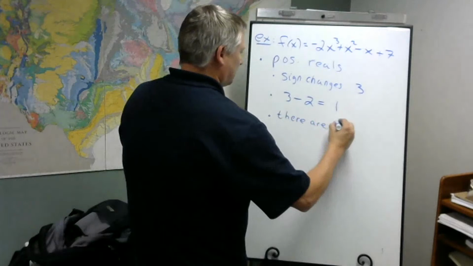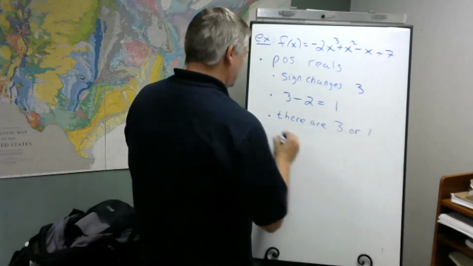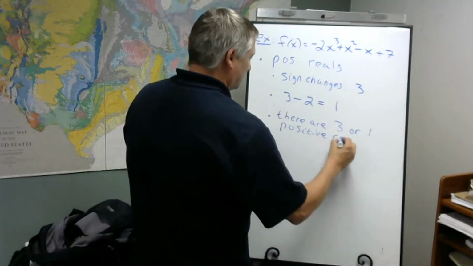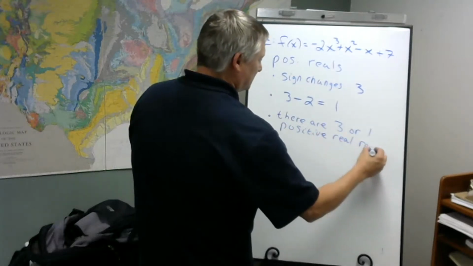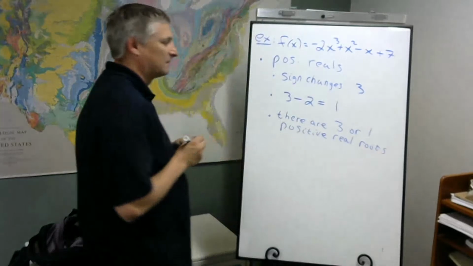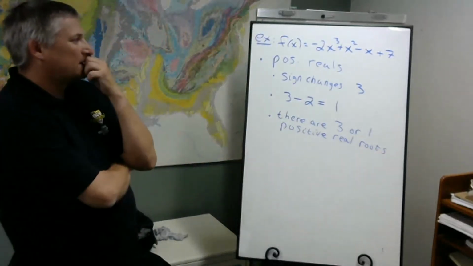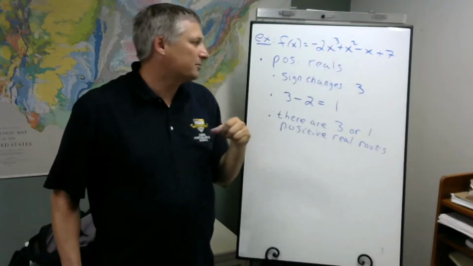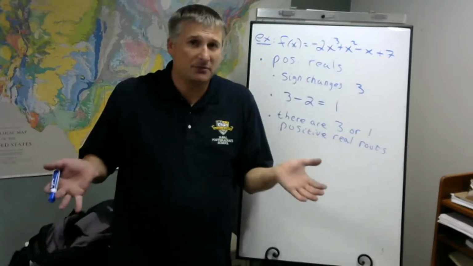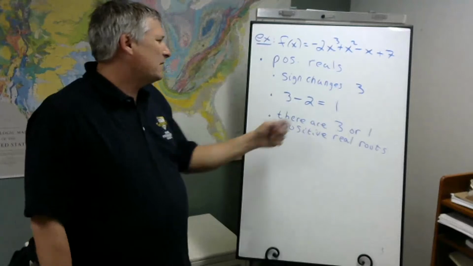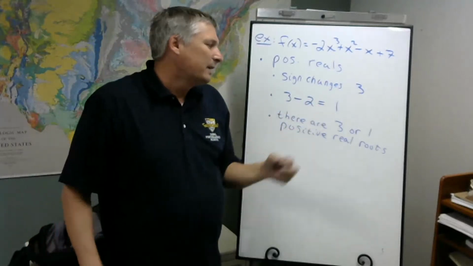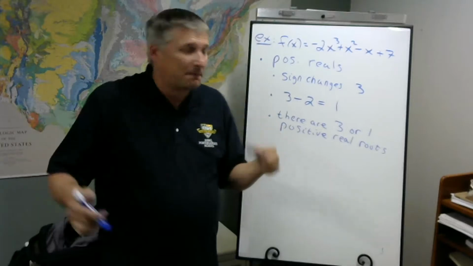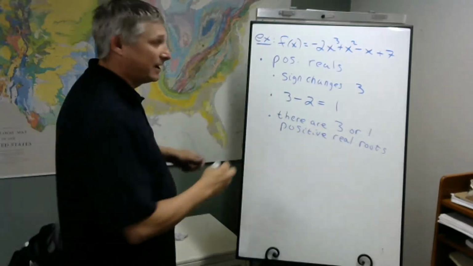So this basically says there are 3 or 1 positive real roots. So we could have 3 positive real roots, and for a degree 3 polynomial, that would mean all the roots are positive reals. Or we could have 1 positive real, and the other 2, maybe they're negative, or maybe they're complex. So let's take a look at negatives.